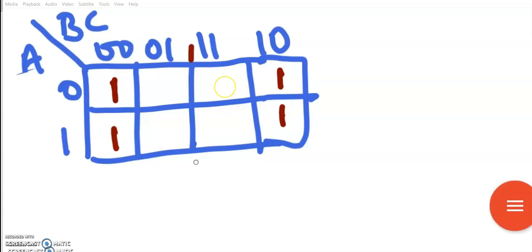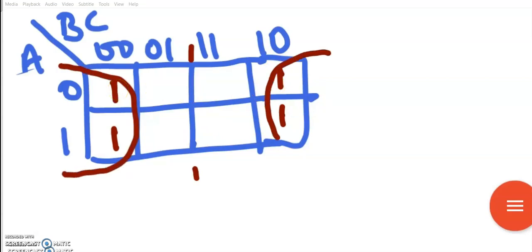If you have ones in these cells, how can we make a group? We can make it into two halves that are adjacent. These two ones will come adjacent with these two. So you can make all these four into a single group. When we make all these four into a single group, A is changing, and B is also changing. So only C remains common, that is C bar. The resultant will be C bar. Then we move on to the next problem.